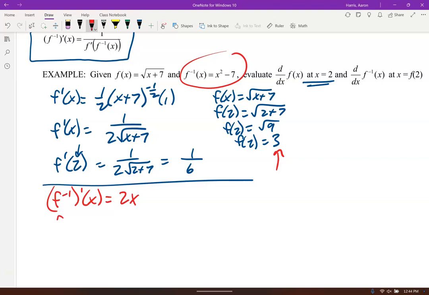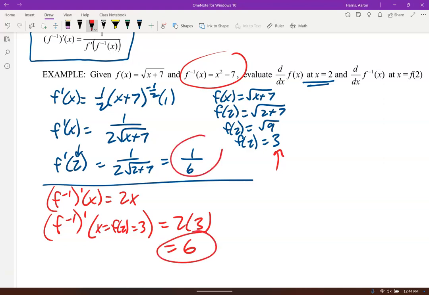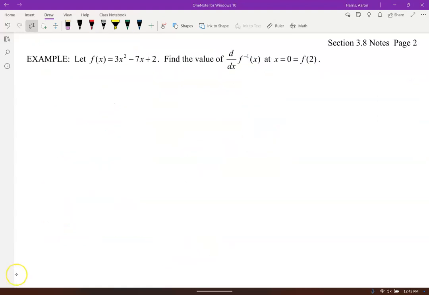Okay. So f inverse prime of 3 is, and let me actually write that, they're asking us to do it at f of 2. Well, f of 2 is 3. So 2 times 3 is 6. And hopefully you notice that these are reciprocals of each other, right? We ended up with 6 here, and we ended up with 1/6 up there. All right, so let's go ahead and do this one.